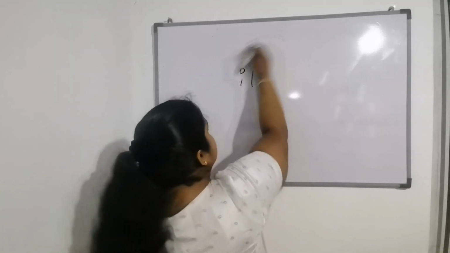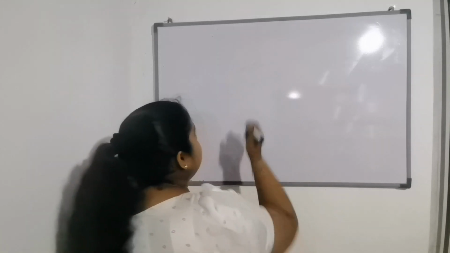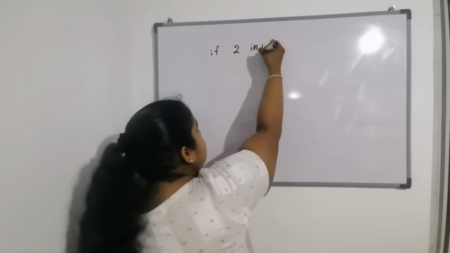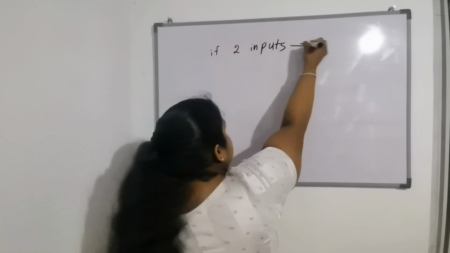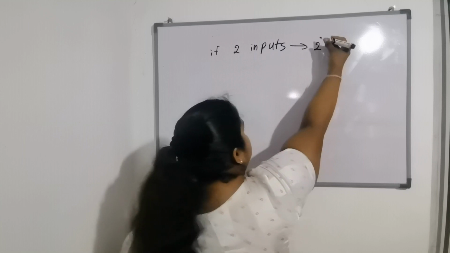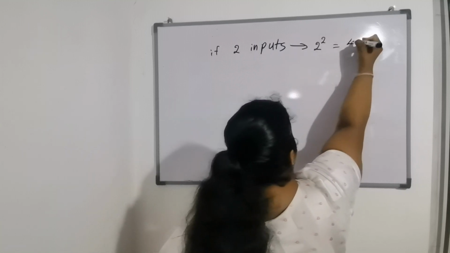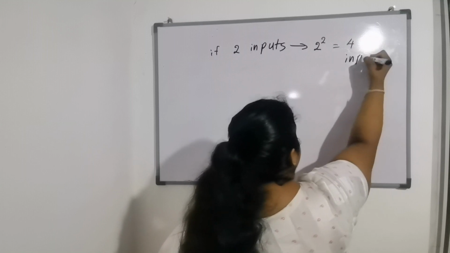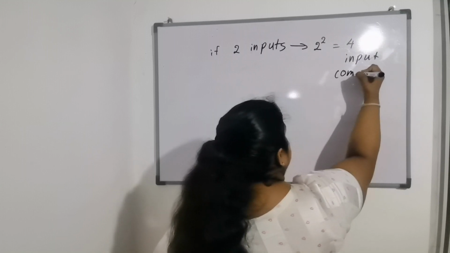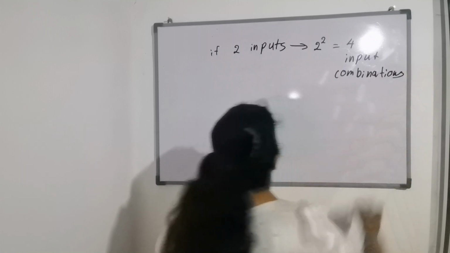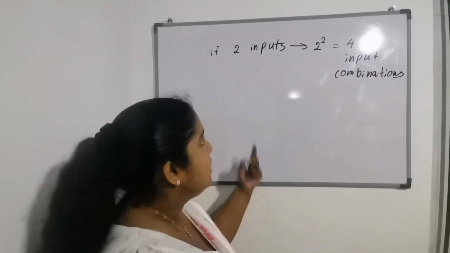There is a connection in that. If there are 2 inputs, there will be 2 to the power 2, that means 4 input combinations. That means when there are 3 or 4 inputs, that's multiplied.